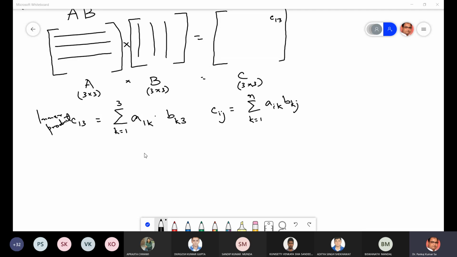So matrix multiplication, this is the usual way of doing things, the inner product way. C of ij, that is any element ij, is equal to the inner product of the ith row and the jth column. Now let us do it using outer product.